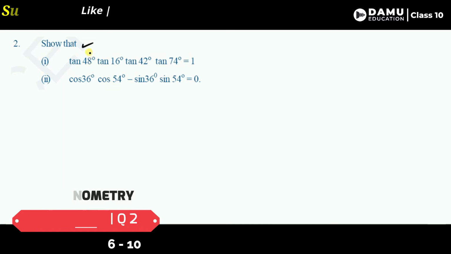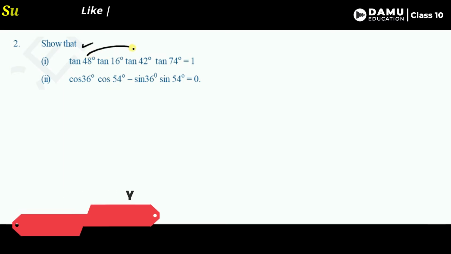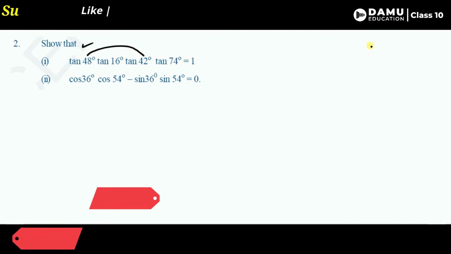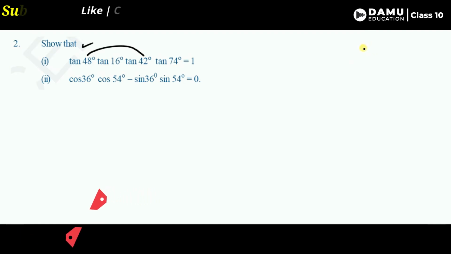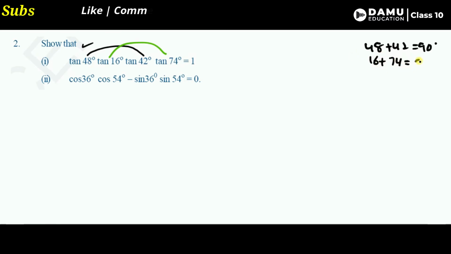So 48 with 42 is one combination. 48 plus 42, we will get 90 degrees. Whenever they give a question like this, we need to check which combinations give 90 degrees. And tan 16 with tan 74: 16 plus 74 also gives 90 degrees. So let's take both of these as assigned.